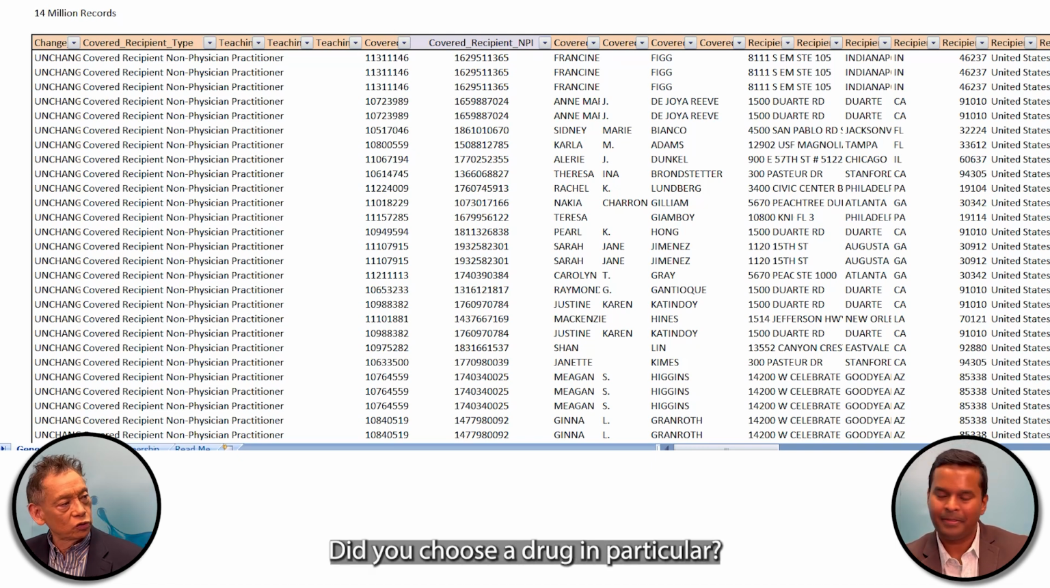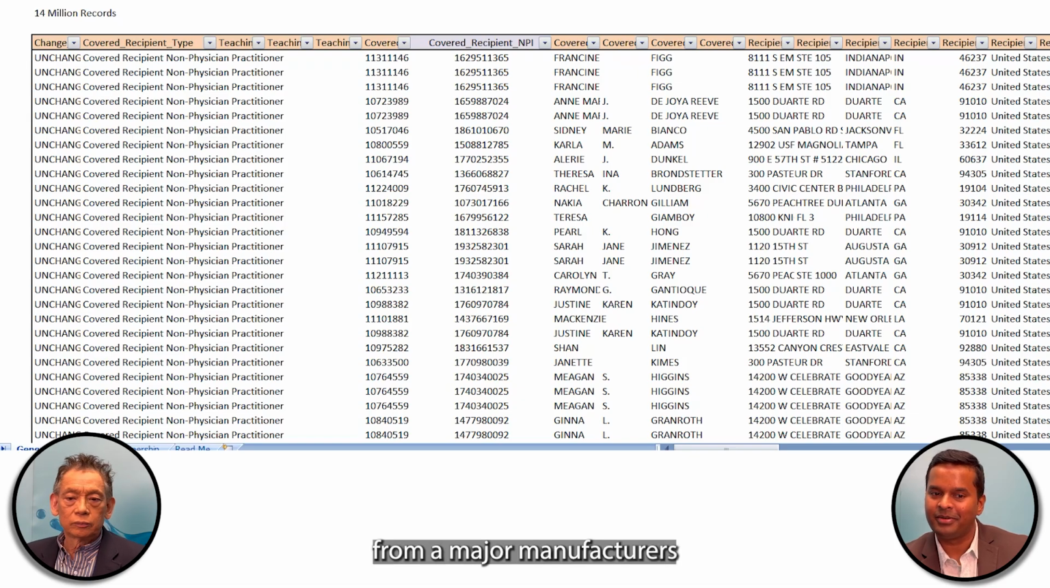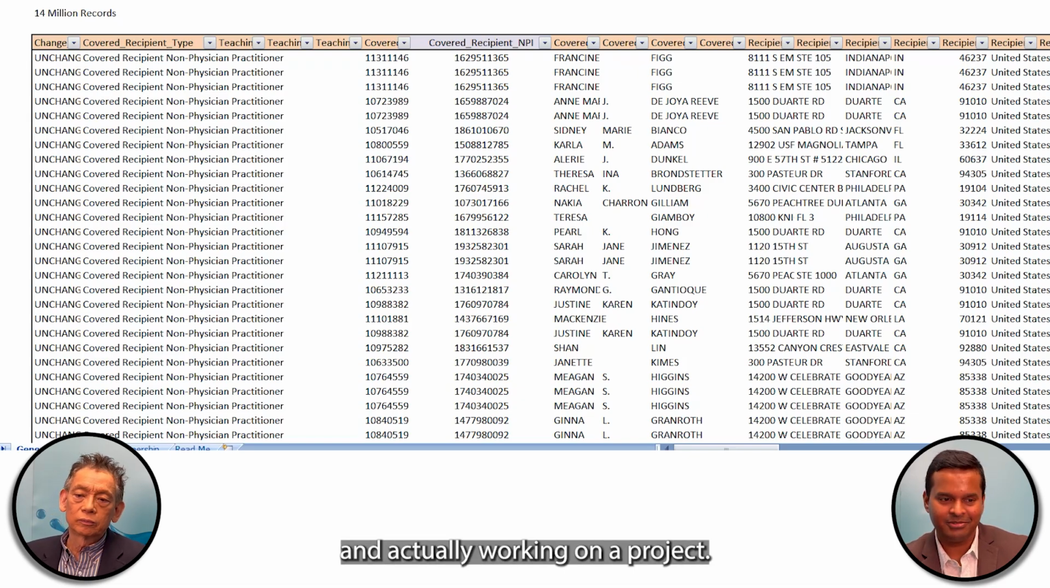Did you choose a drug in particular? Yeah. So we chose a CAR T therapy from a major manufacturer. We're actually working on a project for that, so we thought we could highlight that.